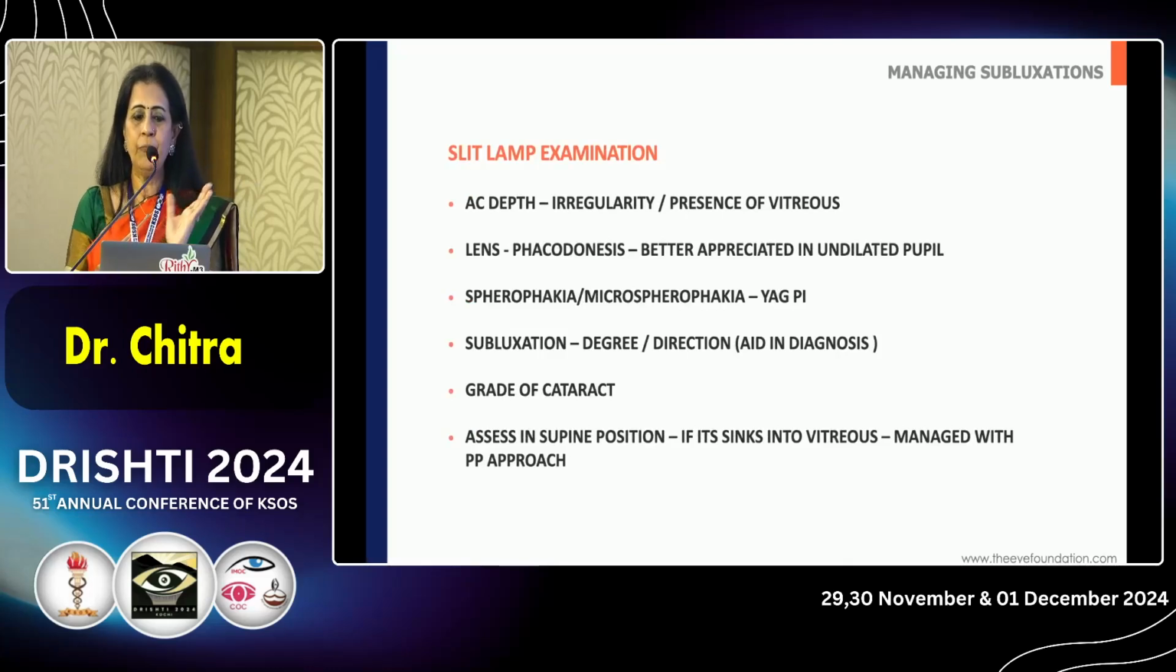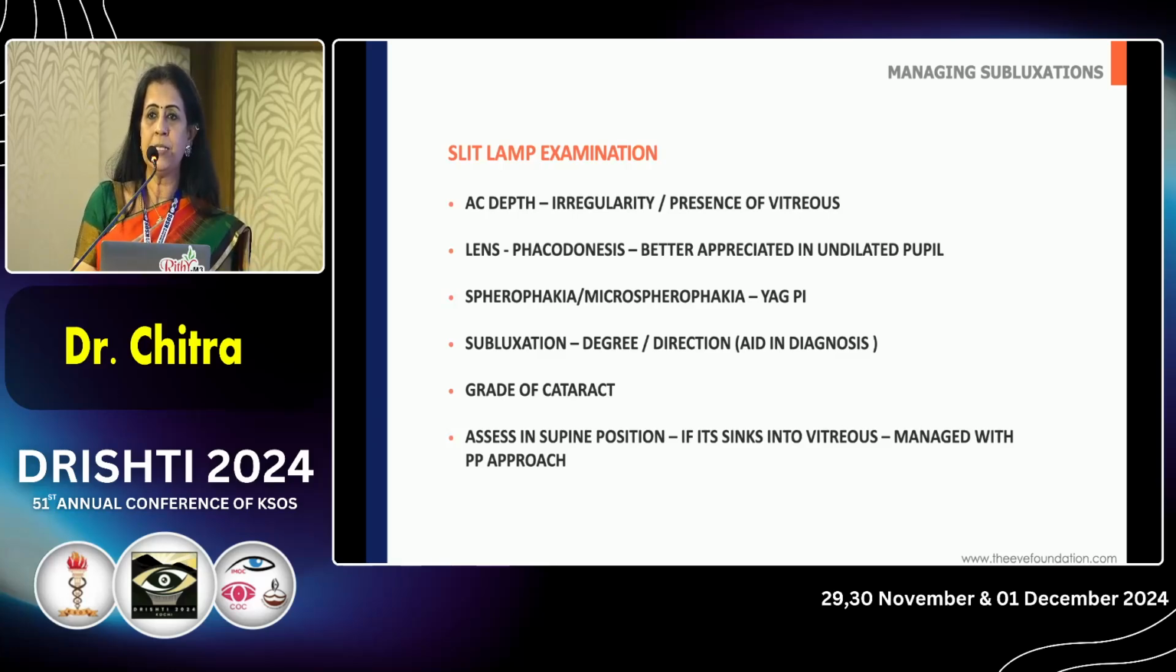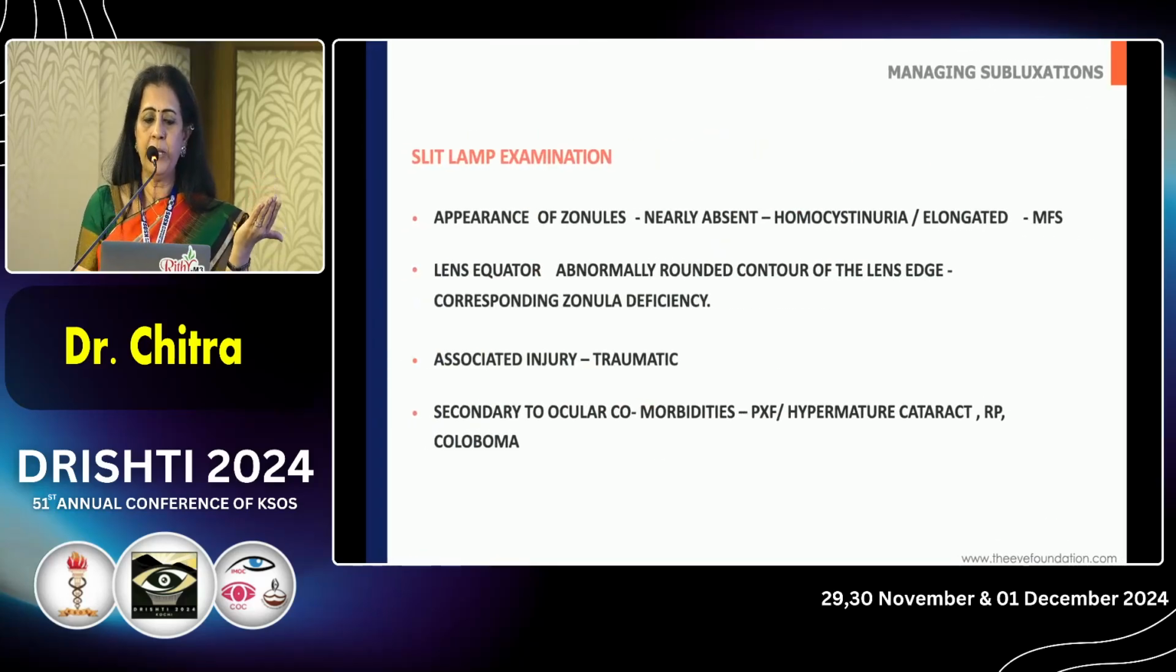On a slit lamp, you will see that the AC is irregularly deep. There may be presence of vitreous. There could be phacodonesis, and the phacodonesis is obvious in an undilated pupil because in the dilated pupil, the ciliary body supports it. You can look at the direction of subluxation and the quantum of subluxation, and make the patient lie down. If in the supine position the lens sinks down, then it has to be a pars plana approach.